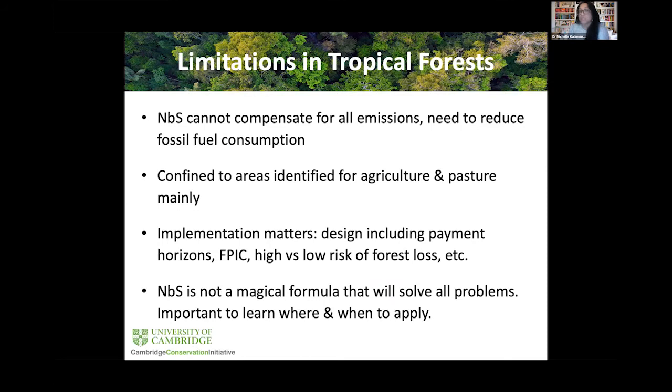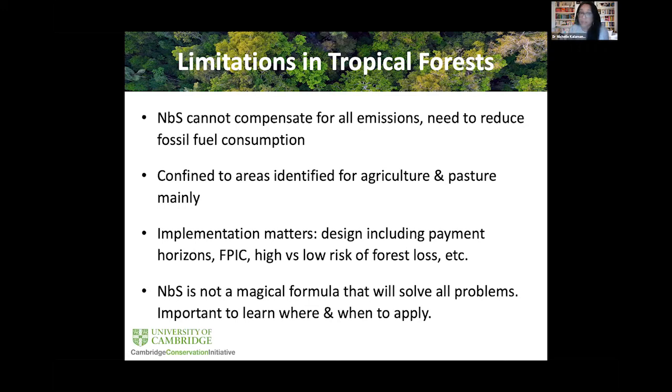It's not going to compensate for all the emissions that have been produced over the last century or so. We still need to reduce fossil fuel consumption. A lot of the areas where nature-based solutions have been applied have been mainly agriculture and pasture, not so much severely degraded industrial systems, such as areas formerly under oil or even mineral mining.